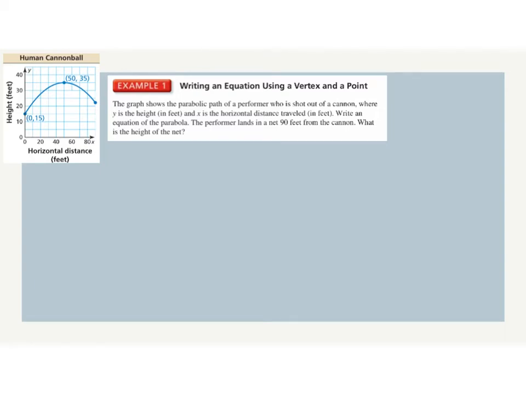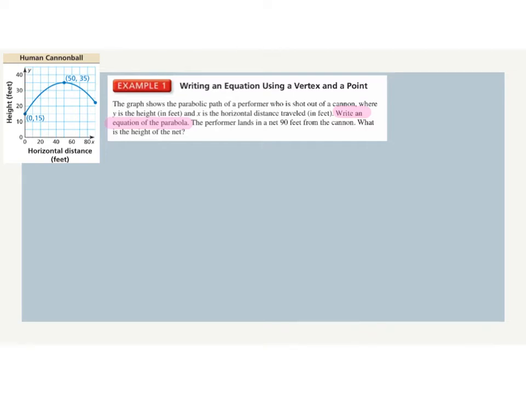So the graph shows the parabolic path of a performer who is shot out of a cannon, where y is the height in feet and x is the horizontal distance traveled in feet. Write an equation of the parabola, and then the performer lands in a net 90 feet from the cannon. What is the height of the net? So first thing we need to do is write an equation of the parabola.